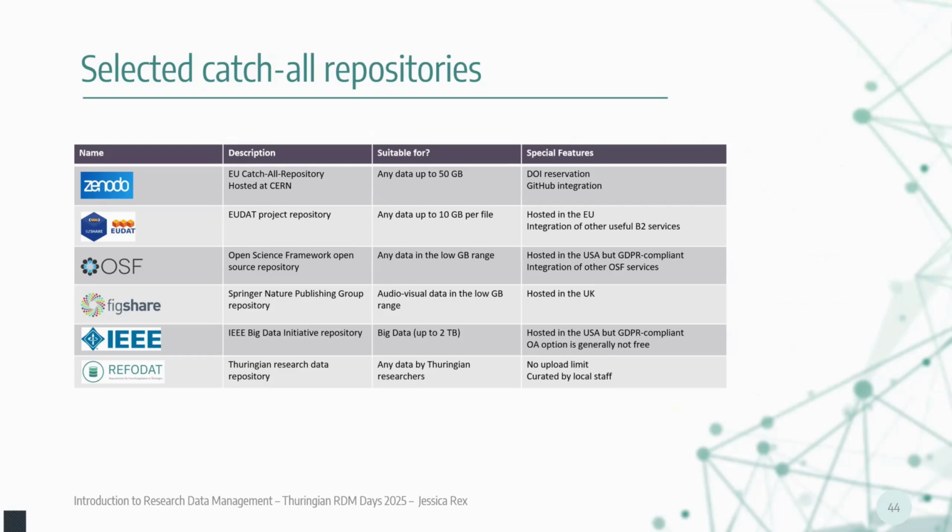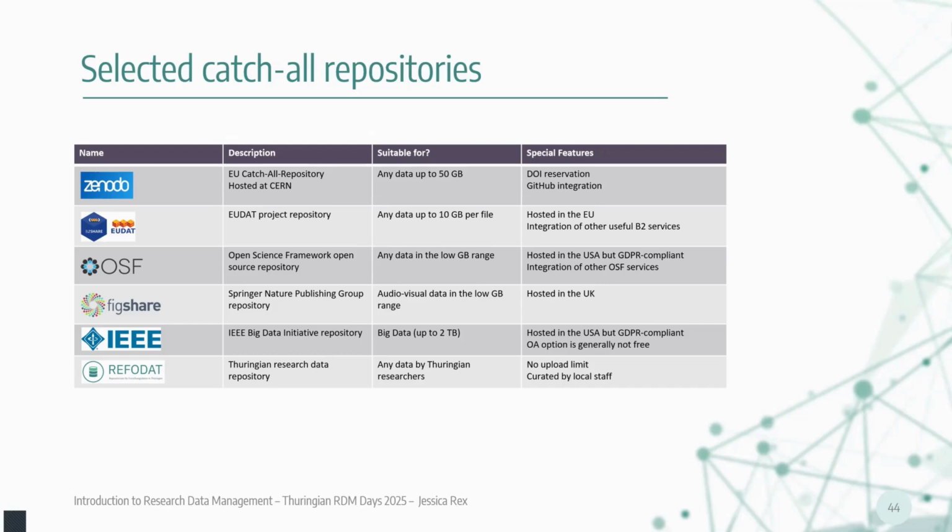Most of you that have published in a repository might already be familiar with Zenodo. It's the EU's catch-all repository that's hosted at CERN, which has a couple really nice features, relatively easy to use. So this is oftentimes the go-to option, but there are other ones like the EU.project repository B2Share, Open Science Framework, open source repository. Then I've put the Springer Nature Publishing Group repository Figshare just as an example of where your data would go if you do this whole supplement thing.